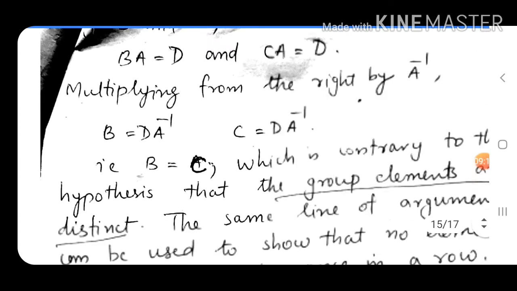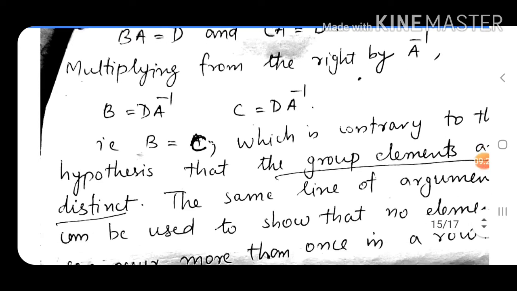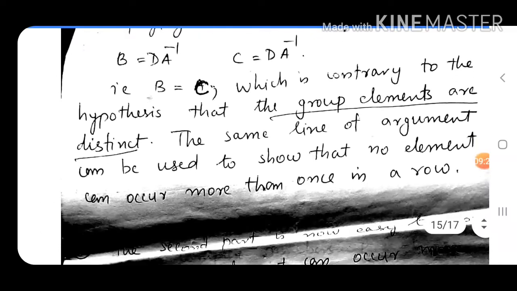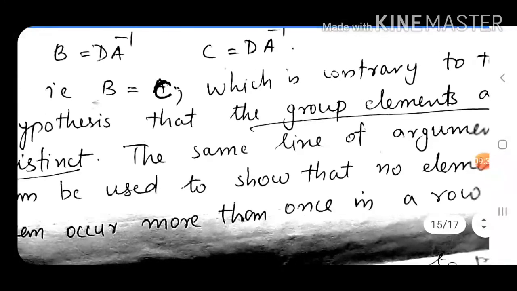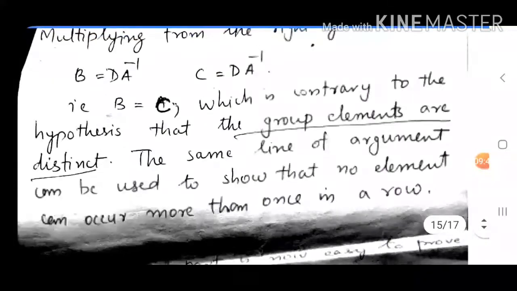Now when we look at these two equations, the right hand side is the same. So B is equal to C, which is not true, because when we define a group, we have said that group elements are distinct. Group elements are always distinct. Only then does that set form a group.